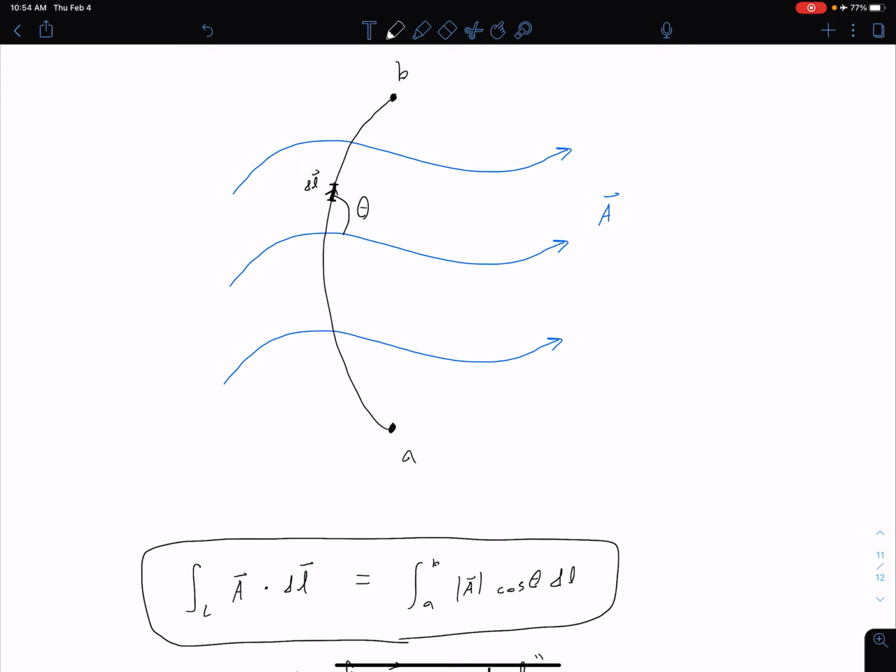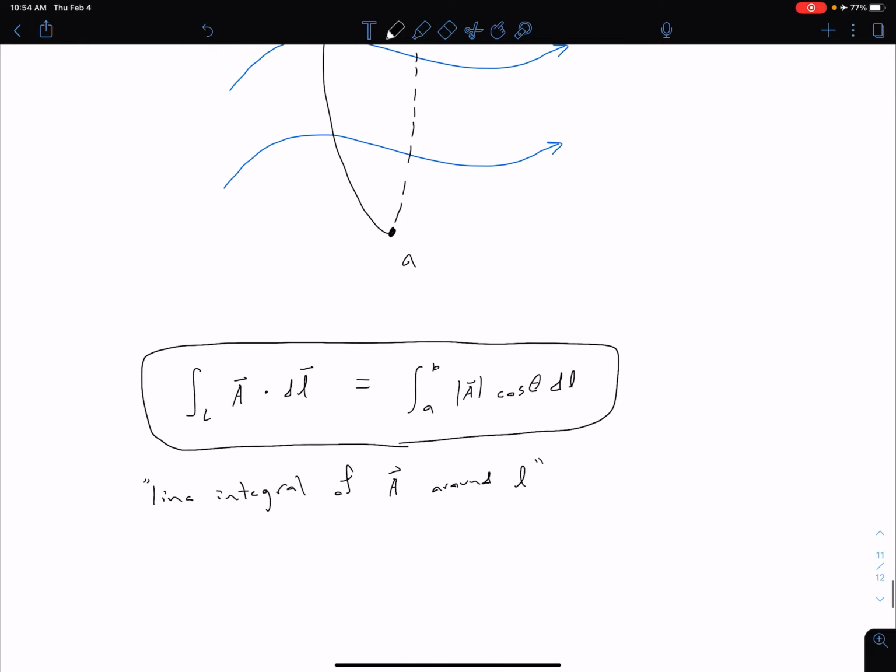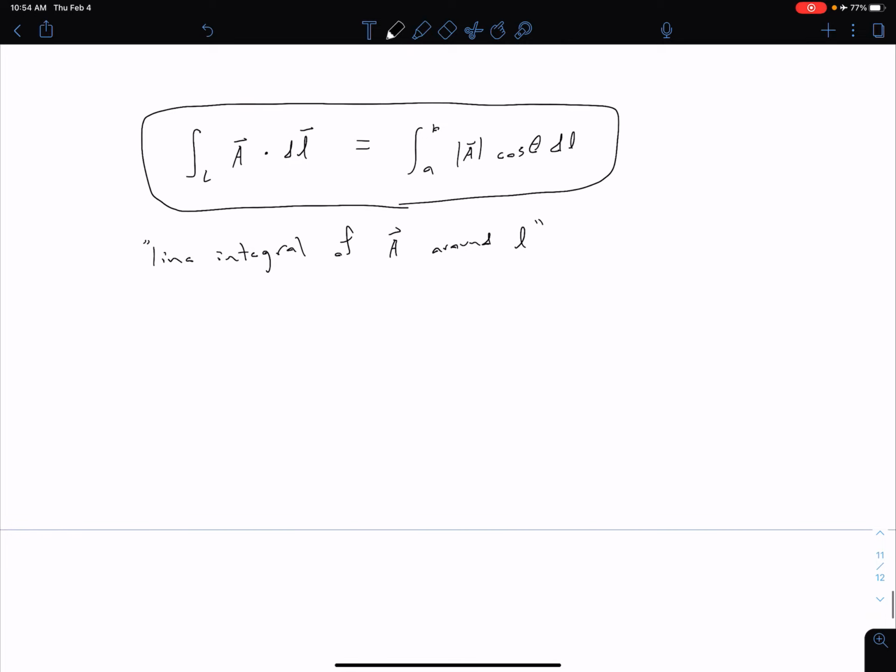Now we could talk about a closed path. What if we just close this path and we go back from B to A? It doesn't necessarily have to be any particular shape. I've drawn it sort of simple. It almost looks like a circle, but it could be whatever shape. In this case, for our closed path, we would have the integral along L of A dot dl, like we did before.